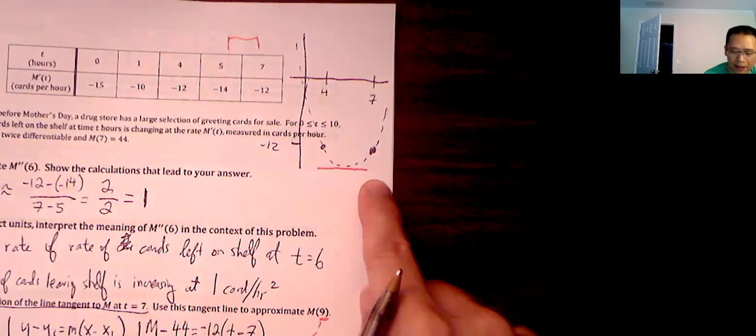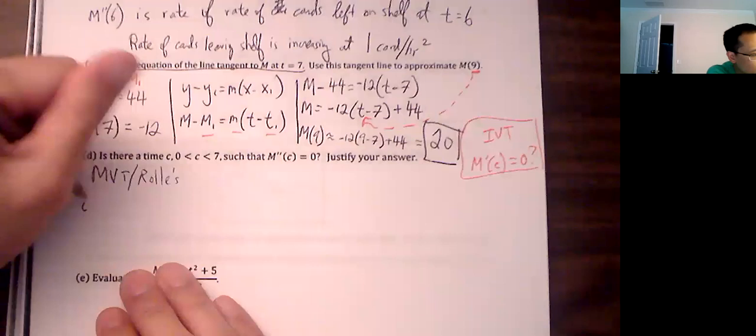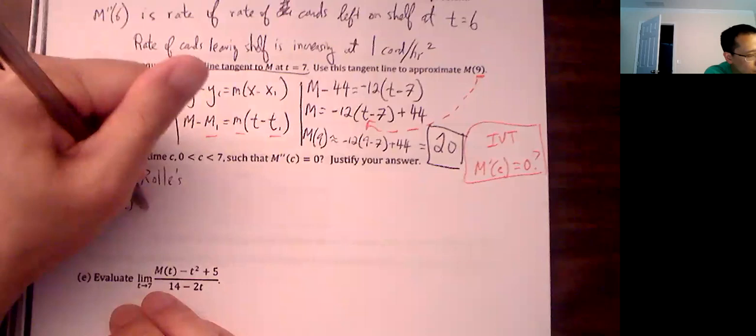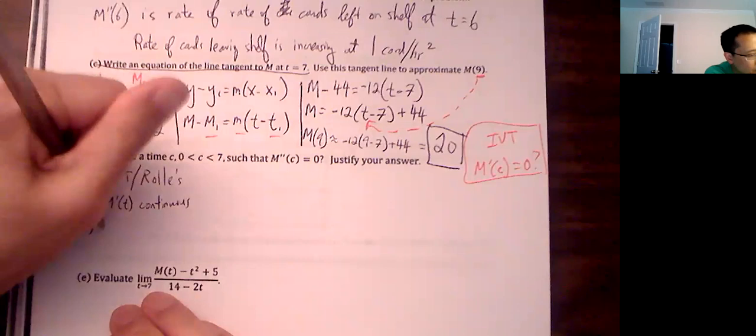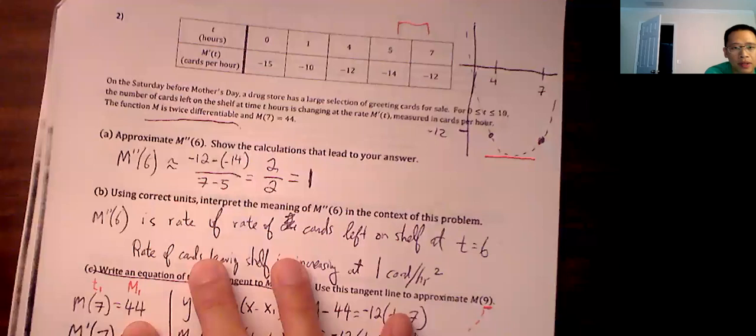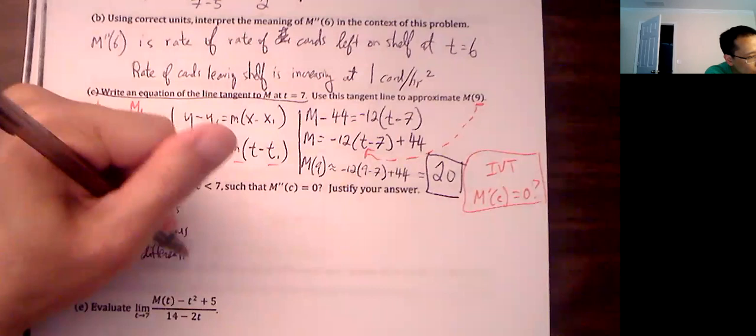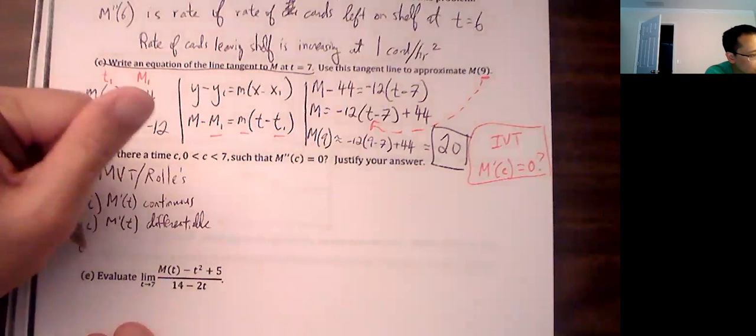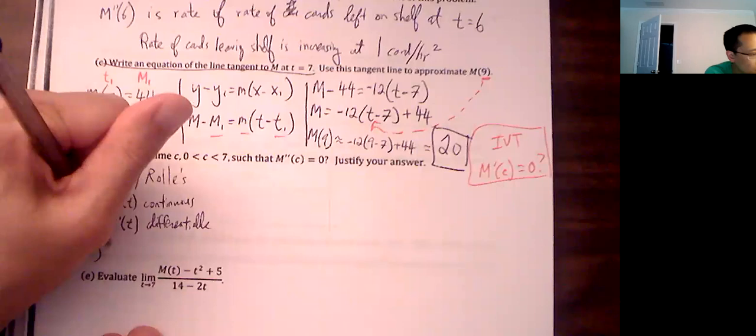Okay, so we're going to apply Rolle's theorem, and we have our conditions here, right? Rolle's theorem requires that M prime is continuous, and M prime is differentiable. And those are all true because we have that statement there. So no sharp turns, no sudden holes in the graph or vertical asymptotes. And then we need the endpoints to be the same. So in this case, the endpoints that we're going to use are 4 and 7.